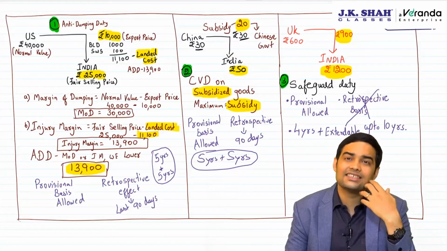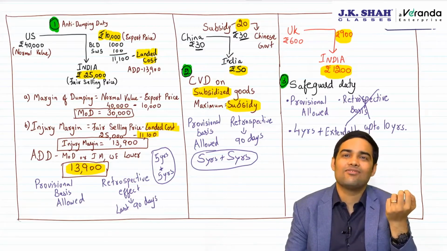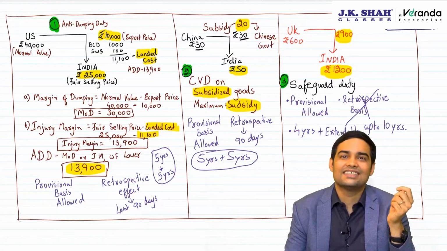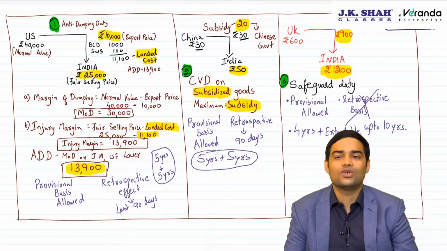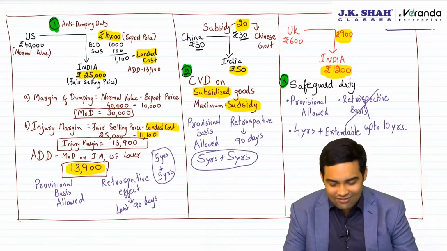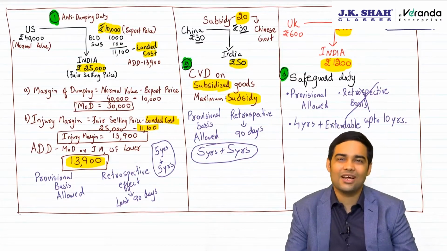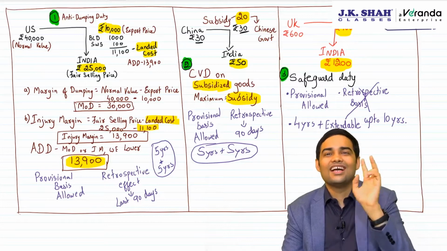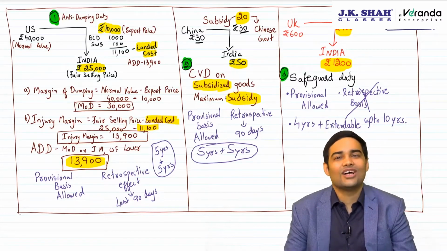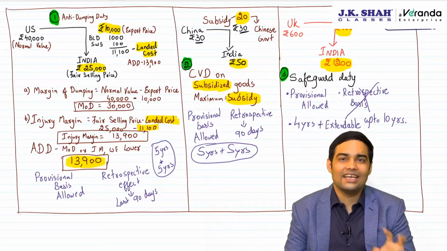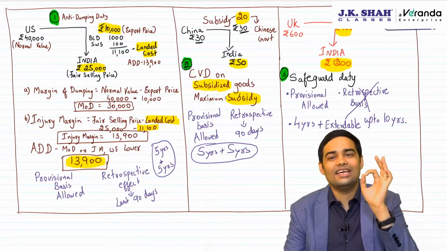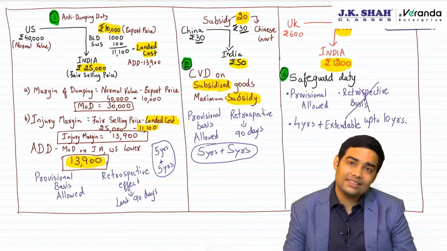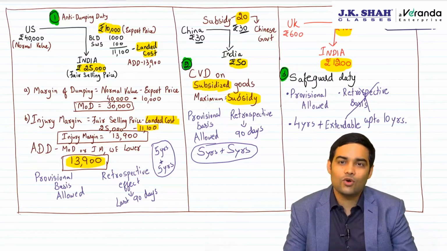In such cases, government can protect these manufacturers by levying something known as safeguard duty. Now, provisional basis allowed, but safeguard duty can never be retrospective. So, safeguard duty is to protect the Indian manufacturers when there is no proof of anti-dumping or there is no proof of subsidy. In such cases, government can still protect the Indian manufacturers by levying safeguard duty. Once safeguard duty is levied, it would be valid for 4 years and extendable up to 10 years.